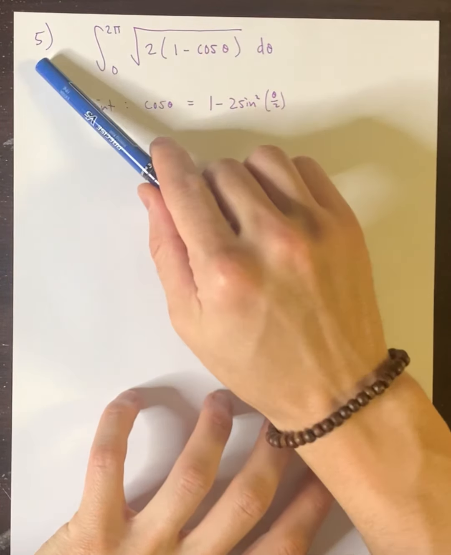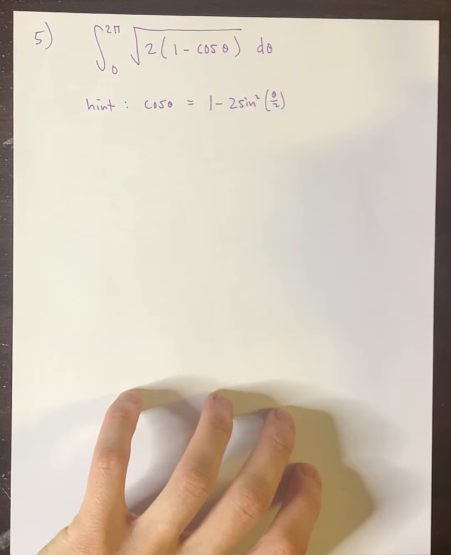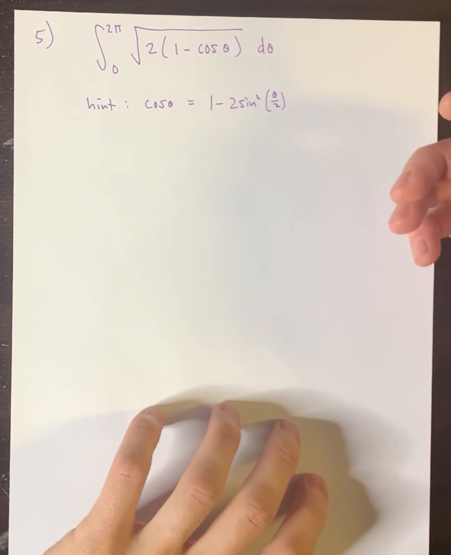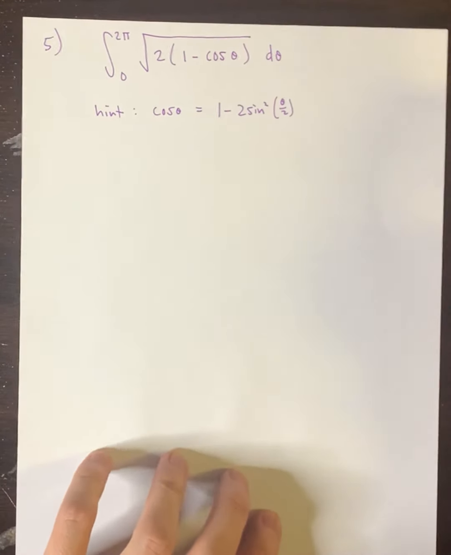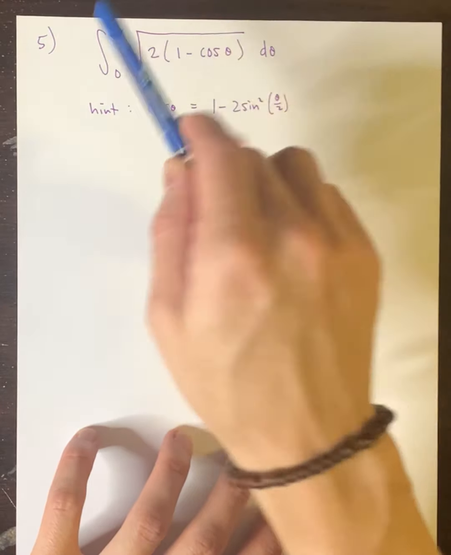Now for exercise number 5, I know that the wording is a lot more than this, but at the very end, they're essentially telling us to evaluate this integral. They're even giving us a hint. So let's do that. We'll make this substitution in there, and we'll evaluate this integral.